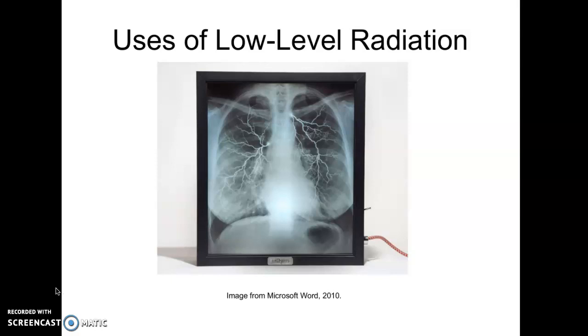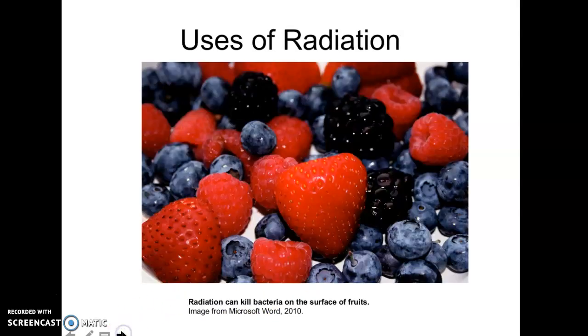And this is important. For example, here, these are obviously the lungs that we can see, and we're looking at a chest X-ray, but what we're actually seeing is the vessels within the lungs, which is really cool to see because of the radioactive isotopes that were added.